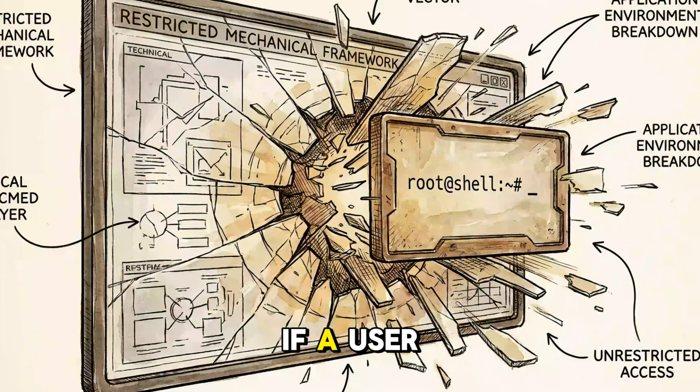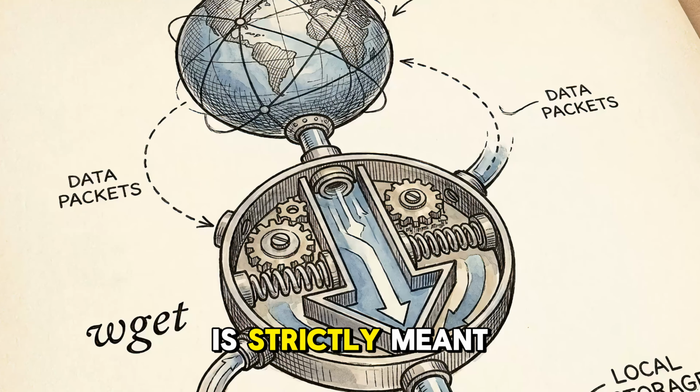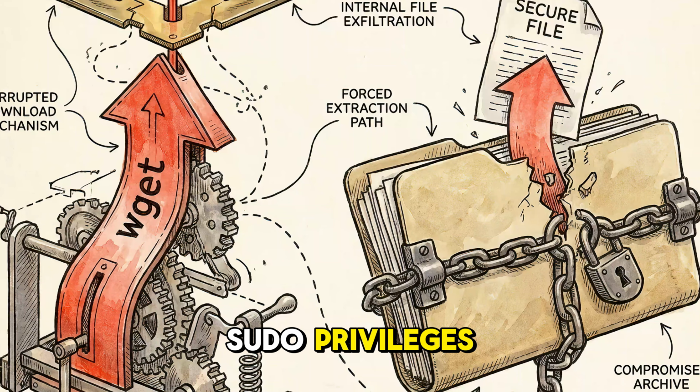They can also abuse intended system functionality. A binary like wget is strictly meant to download files from the internet. If it can be run with sudo privileges, an attacker can manipulate its parameters to exfiltrate restricted internal files instead.